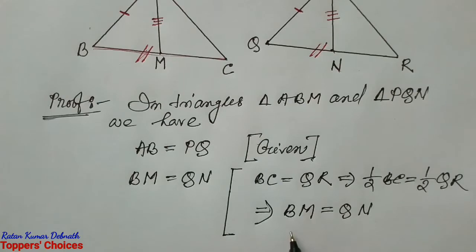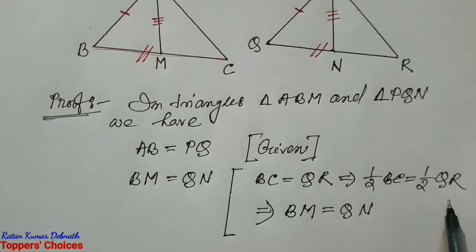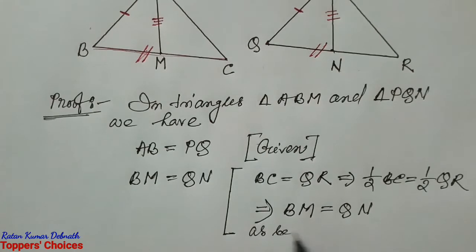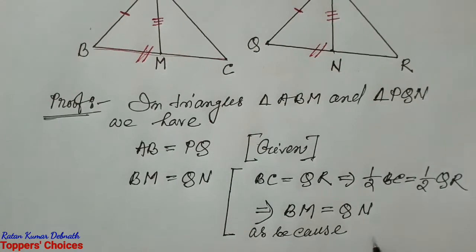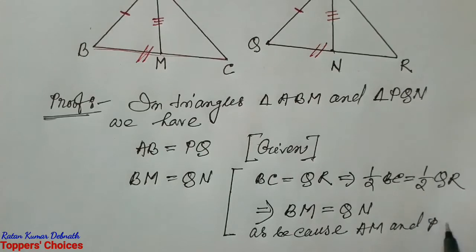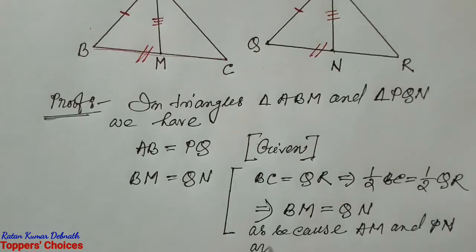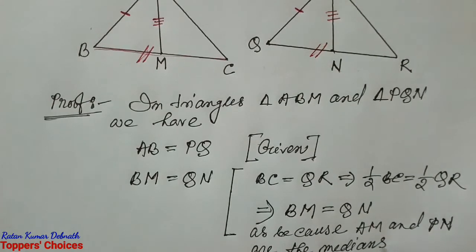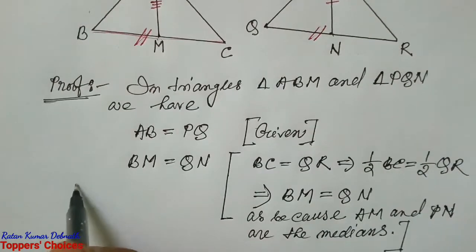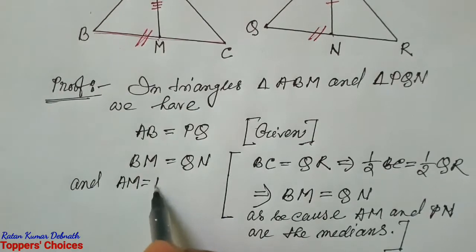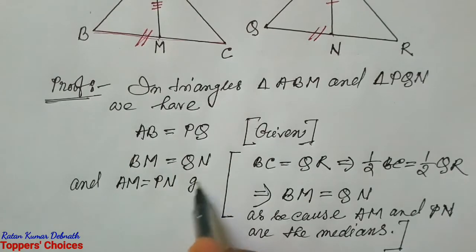Now the question arises, why half of BC means BM and half of QR means QN? Because AM and PN are the medians, and we also have AM equals PN, which is given.